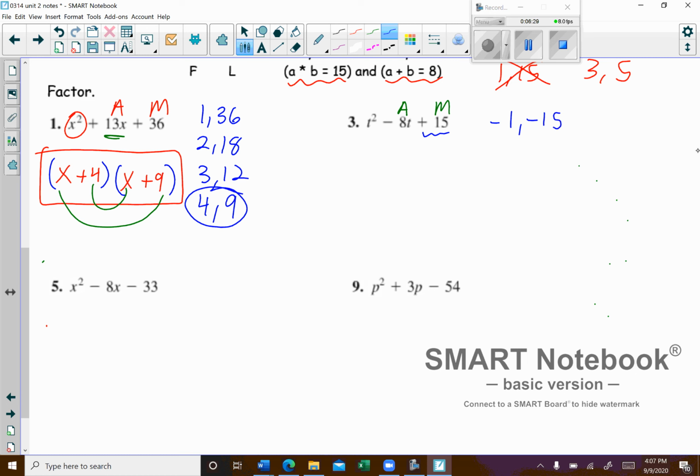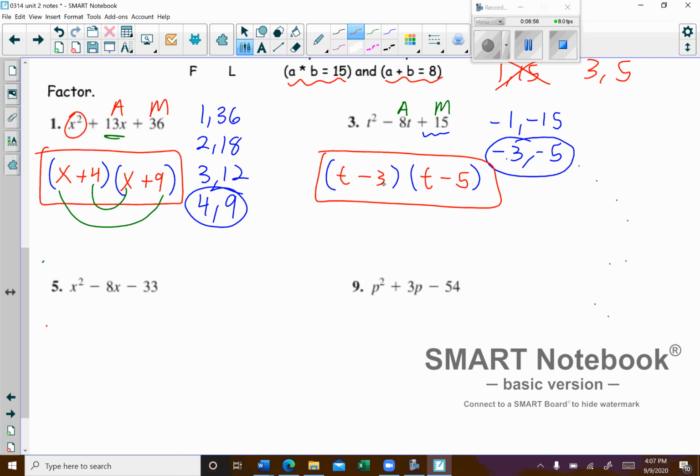So once again, I'll make my parentheses here, and then let's see, to get t squared, that would just be a t and a t, right? T times t is t squared. Then to get that 15, it's going to be a -3 and a -5. And then if you wanted to check it a step further, once again, you can do the inner and outer, and you would see, oh, that would multiply to give me -8t. If you do the inner and outer and then add that together, that's a -8t right there.